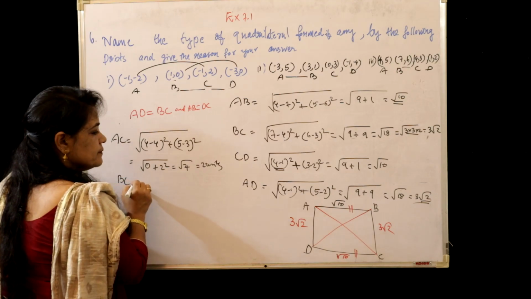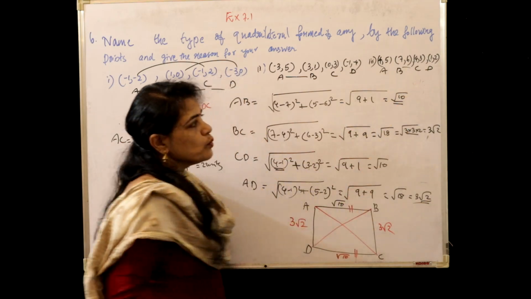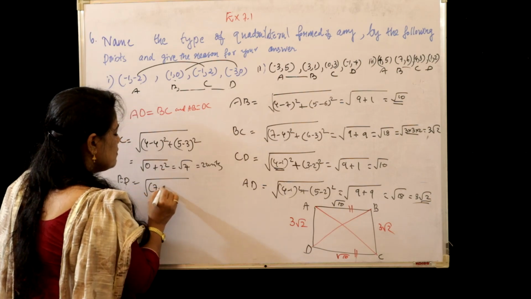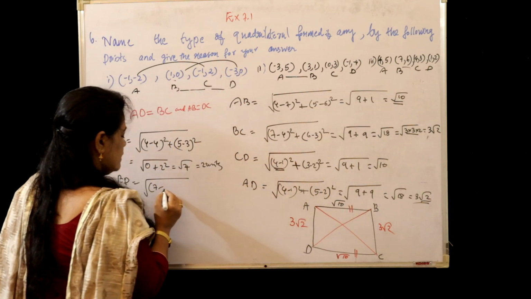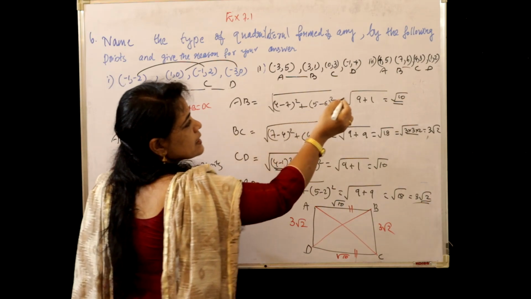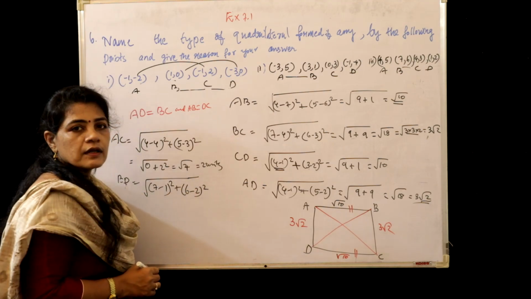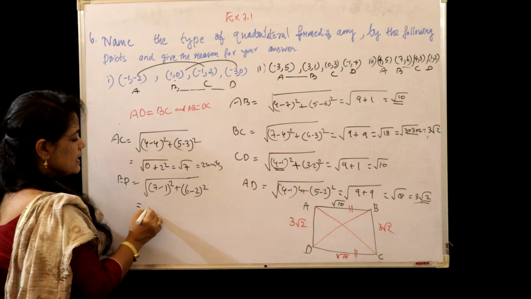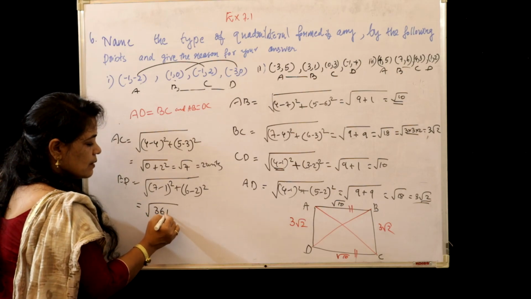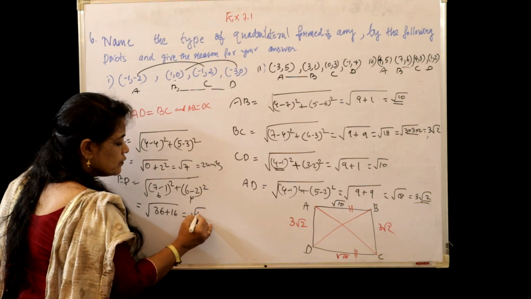And BD. Okay, BD equal to B as x1 y1 and D as x2 y2. So 7 and 6. So 7 minus 1, x1 minus x2 whole square plus here 6 minus 2, 6 minus 2, y2, whole square. Okay, so you will have 7 minus 1 is 6, 6 square is 36 plus this is 6 minus 2, which forms 4, 4 square is 16 and this is equal to root 52.